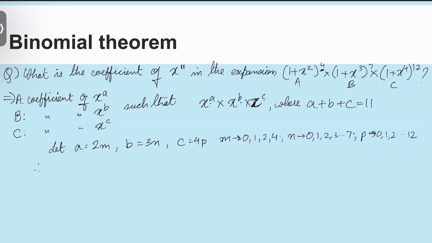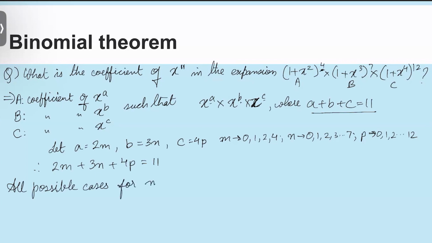So with respect to this, where a plus b plus c is equal to 11, what we will need to find is 2m plus 3n plus 4p equals 11. So what are the different possibilities? We will first find all possible cases for m, n, and p. Let's see the first case.